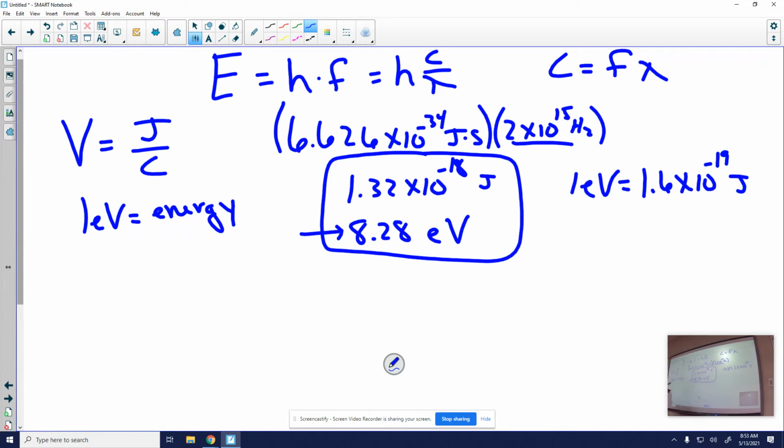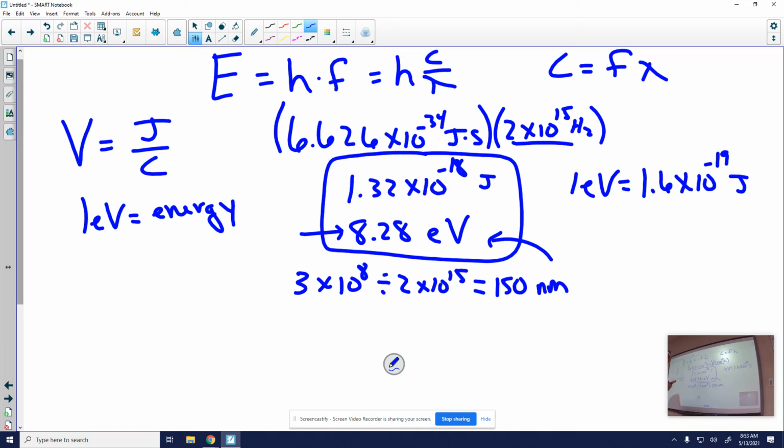So if it was 8.28 electron volts, let's see what lambda was for this 2 times 10 to the 15 hertz. So we're going to take 3 times 10 to the 8, speed of light, divided by 2 times 10 to the 15, frequency. Hopefully you're good at scientific notation, because there's plenty of it in this unit. I've got 1.5 times 10 to the negative 7, right? That is the same as saying 150 nanometers. 150 nanometers has an energy of 8.28 electron volts.